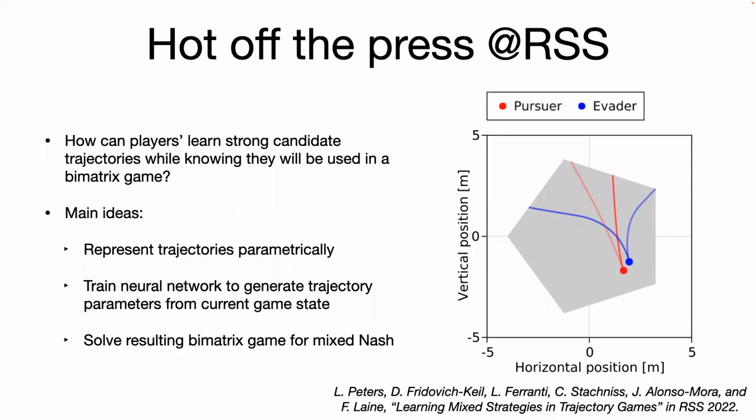But the basic idea of how we do this is to, as others have done, represent trajectories parametrically, and then train, in this case, a neural network, but actually that's mostly an online optimization idea. It's not strictly necessary. We try to figure out how to generate the parameters of these trajectories based upon the current game state, and then solve the resulting bimatrix game for a mixed Nash. These are the main operations, and we need to figure out how to do them efficiently and, crucially, differentiably, to be able to learn in this type of setting.